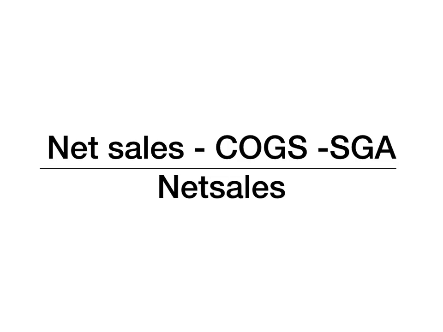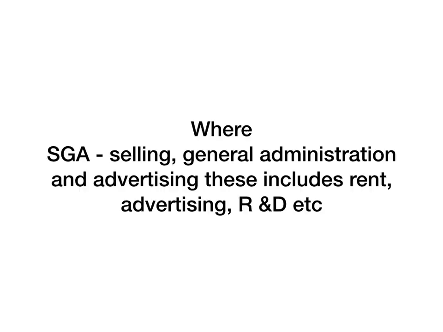2. Operating margin. Operating margin is calculated by net sales minus COGS minus SGA, all divided by net sales, as a percentage, where SGA is selling, general, administration and advertisement. This includes such things as rent, advertising, research and development, etc.